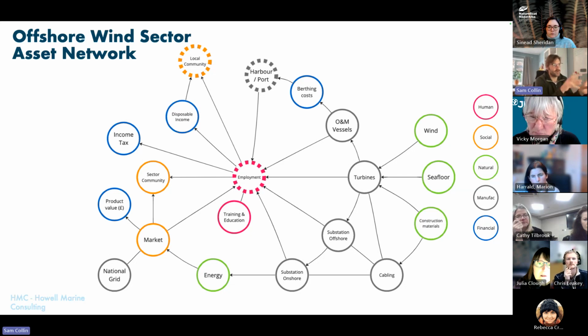So we found that by laying out the different assets in this way, it gives quite a nice overview of the different assets, the distribution of the 5 capitals within this system, and a good way to see how all the assets interact with one another. And you'll notice that for employment, harbour and port, and local community, they have this dashed circle, and that's because these are assets that link to other sectors.